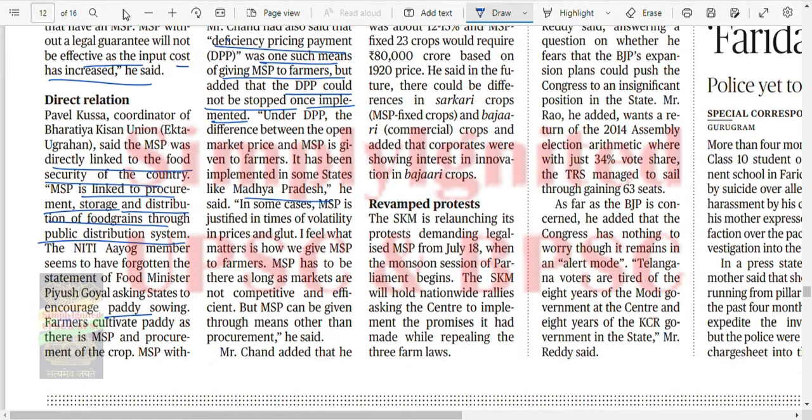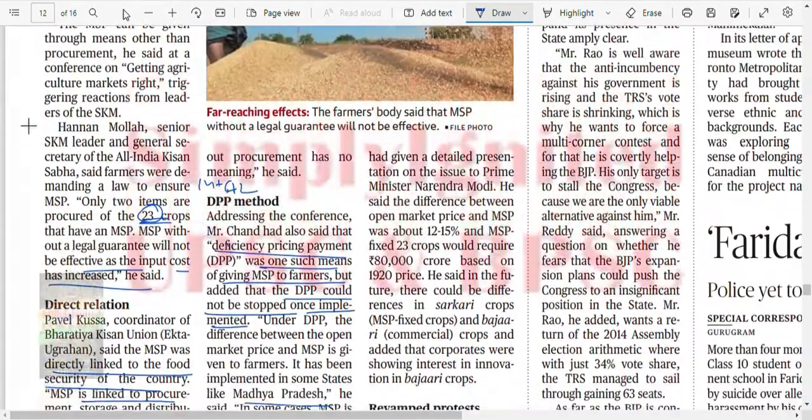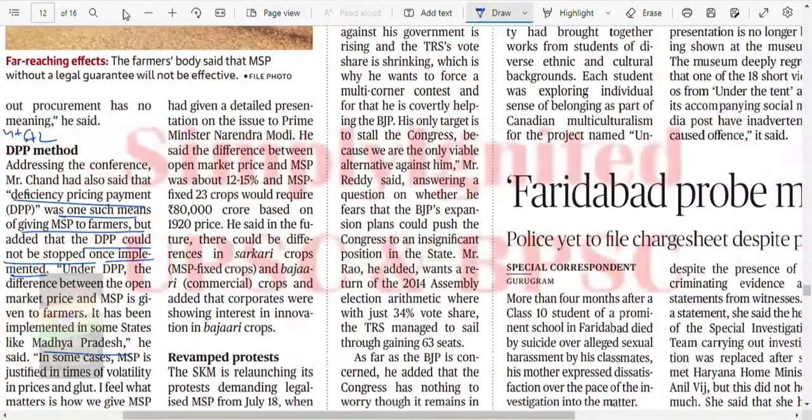MSP has to be there as long as markets are not competitive and efficient. But MSP can be given through means other than procurement, he said. Mr. Chand added that he had given a detailed presentation on the issue to the Prime Minister. He said the difference between open market price and MSP was 12 to 15%, and MSP fixed on 23 crops would require 80,000 crore based on 2019-20 prices.